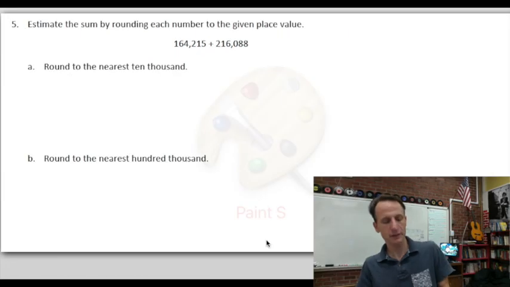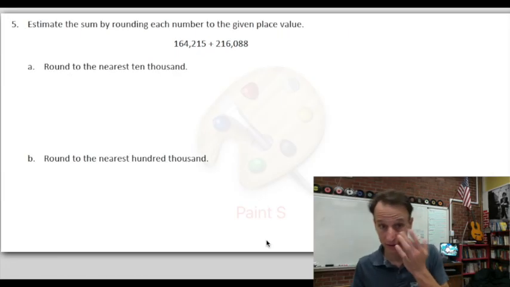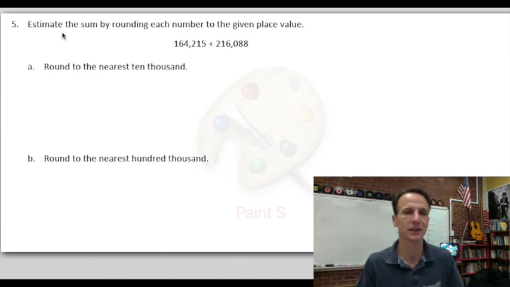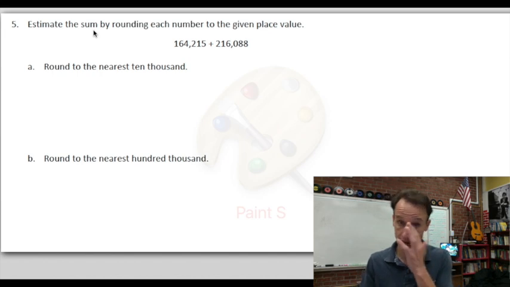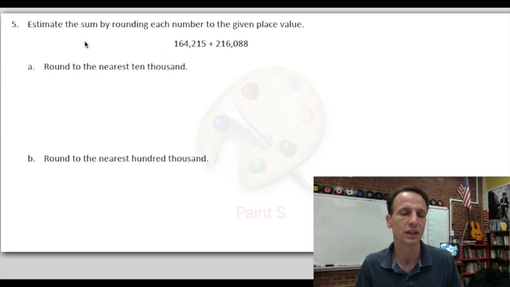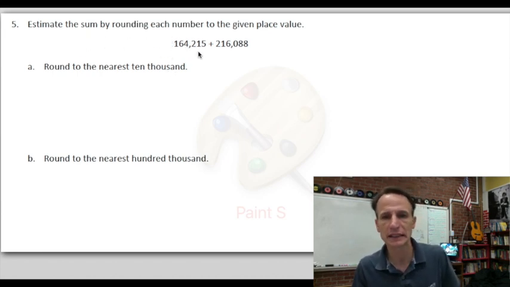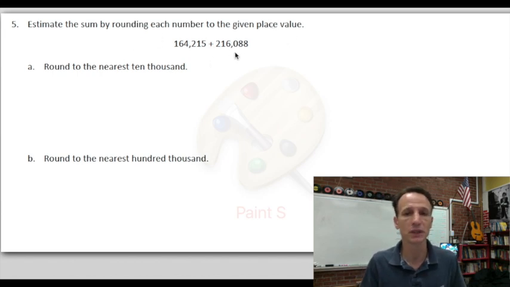Oh my gosh, how did that happen? We're almost done. We're on the last one already. Number 5. Here we go. Estimate the sum. So estimate is to get about an answer, not an exact answer, but to say, well, it's about this much. A very useful thing to do in life. Estimate the sum by rounding each number to the given place value. Okay, so sum means we're doing what mathematical operation? We are adding. And these are the add-ins, and we will add them to get a sum.